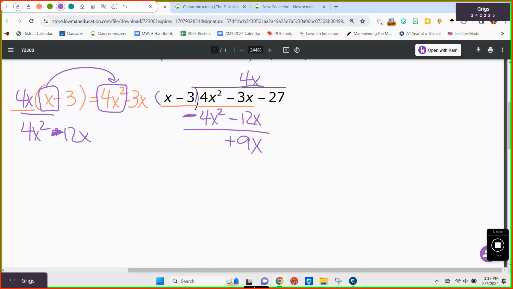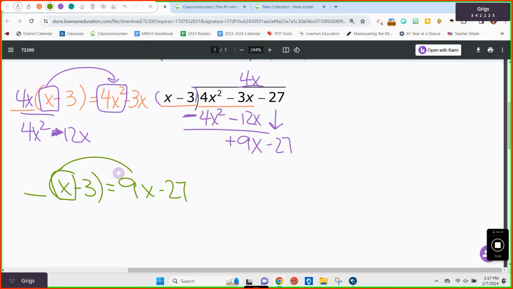And then I would drop down negative 27. And then we just put that. So now I have the same thought. What times my divisor is going to equal 9x minus 27? And really, I'm just paying attention to the leading coefficients. What am I going to do to x to get it to become 9x? 9. So I get 9x minus what? Minus 27, because I distribute this 9 to the 3 also.